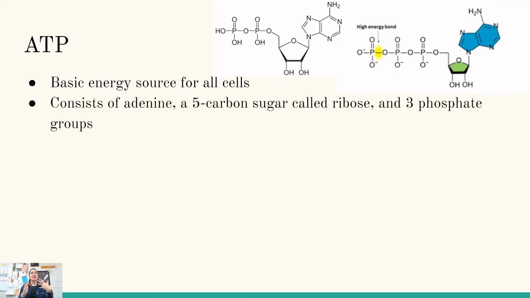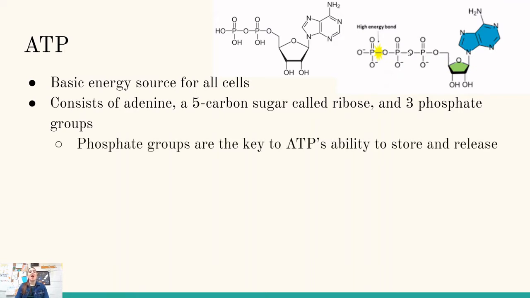So what makes up an ATP molecule, which this over here is an ATP molecule? We have adenine, which would be this blue part up here. We have a 5-carbon sugar called a ribose, which would be this green little pentagon. There's 5 of them, okay? And then there's 3 phosphate groups, right? Triphosphate. So 1, 2, 3. Each phosphate group has a phosphorus in it. These 3 phosphate groups are the key. They're the most important part for ATP to be able to store energy and then release energy for your cells to use.